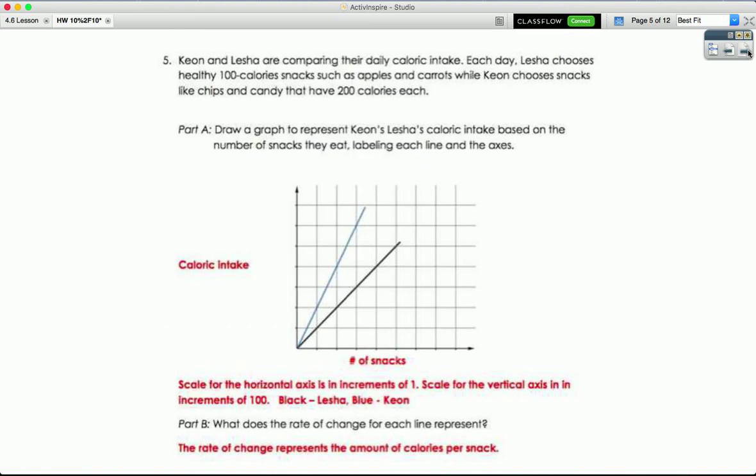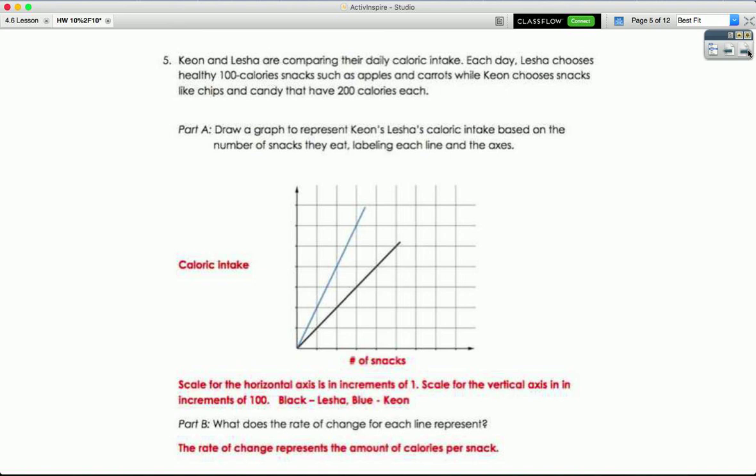Question number 5, Keon and Leisha are comparing their daily caloric intake. Each day, Leisha chooses healthy 100-calorie snacks, such as apples and carrots, while Keon chooses snacks like chips and candy that have 200 calories each. Part A, you were supposed to draw a graph to represent Keon's and Leisha's caloric intake based upon the number of snacks they eat, labeling each line and the axis. So the independent variable here, the thing controlling the situation, is going to be the number of snacks, and then that's going to affect the total caloric intake each day.